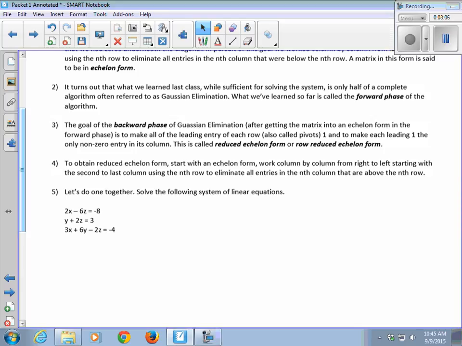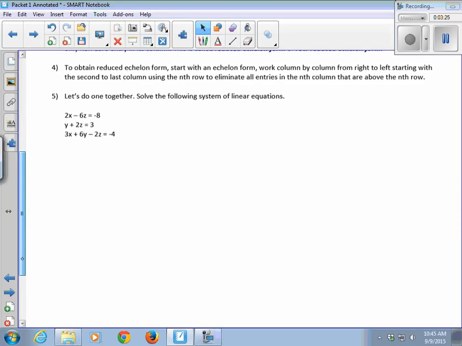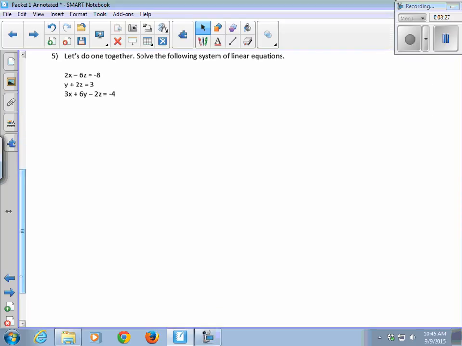So to obtain a reduced echelon form, start with an echelon form. First, we'll do everything that we did last class, get it to echelon form. Then you work column by column backwards from right to left, starting with the second to last column, using the nth row to eliminate all the entries above it. All right, so we'll do one together, and then I just have a bunch of practice for you.